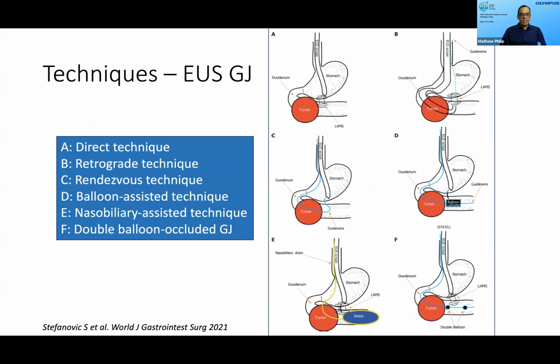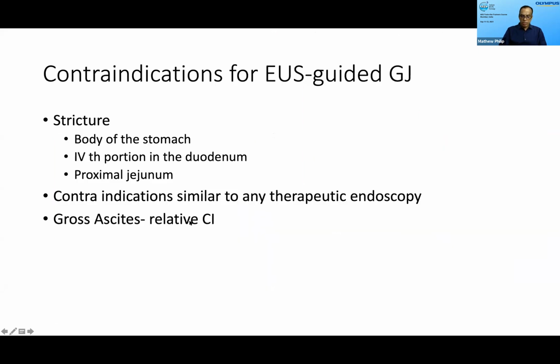So there are umpteen numbers of techniques coming, but the basic concept is almost the same. You have almost 6 techniques now. The direct one came first, then retrograde, rendezvous, and the balloon assisted technique, directly puncturing the balloon. You keep a balloon inflated, puncture the balloon, and then perform the procedure over that.